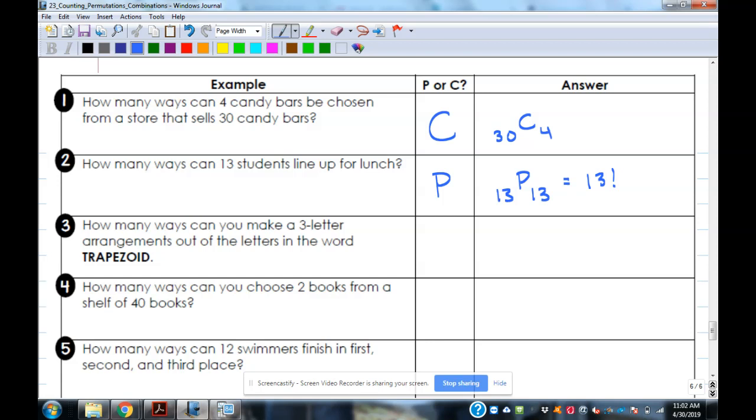Number 3, how many ways can you make 3-letter arrangements from the letters in the word trapezoid? That's a permutation because it's arrangements. And so how many letters are there in the word trapezoid?